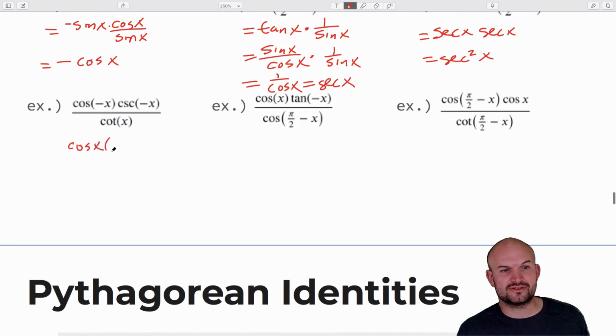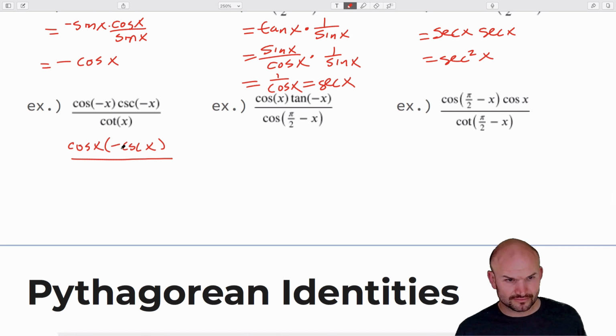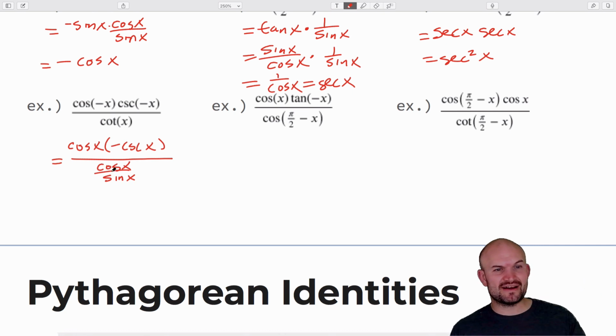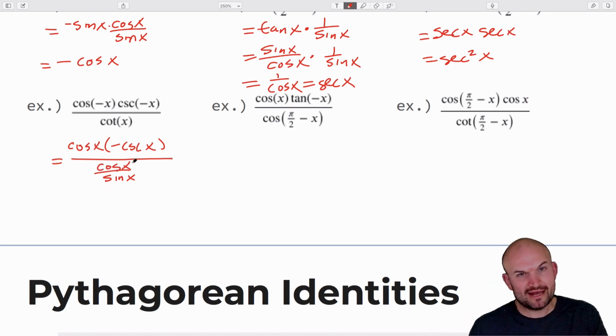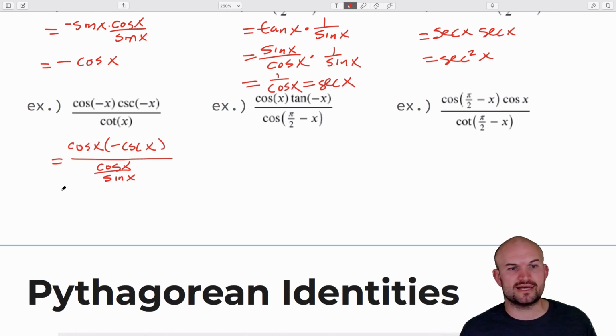Cosecant is odd, so that's going to be negative cosecant of x, all over cotangent, which I'll just go ahead and rewrite as cosine of x over sine of x. The reason I'm writing that out is, instead of dividing by this, why don't I just multiply by its reciprocal, right? You could just multiply by tangent, but what is multiplying by tangent? Sine over cosine. So I can put the negative all the way in front here.